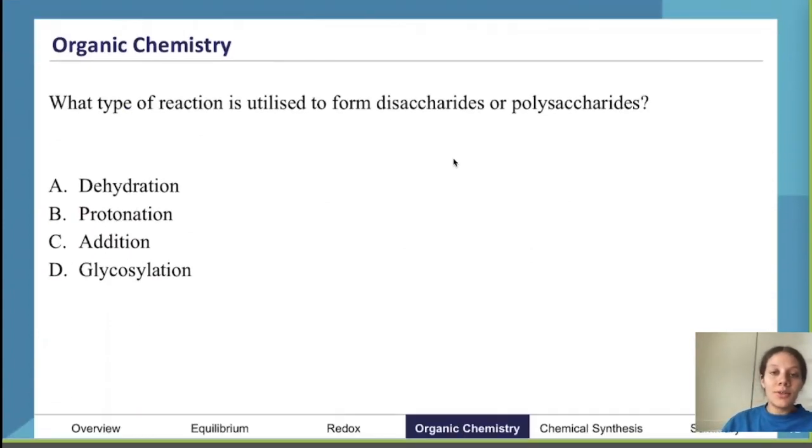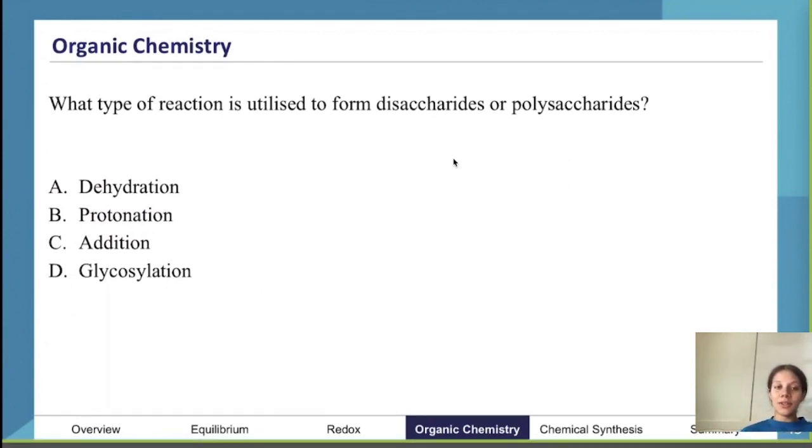Okay, cool. So what type of reaction is utilized to form disaccharides or polysaccharides? So let's have a look at the options we've been given. So protonation, glycosylation, addition, dehydration. So definitely what we don't have is addition. So really important, when we're adding monosaccharides together to form either disaccharides or polysaccharides, we're undergoing a condensation reaction and we're forming glycosidic bonds.